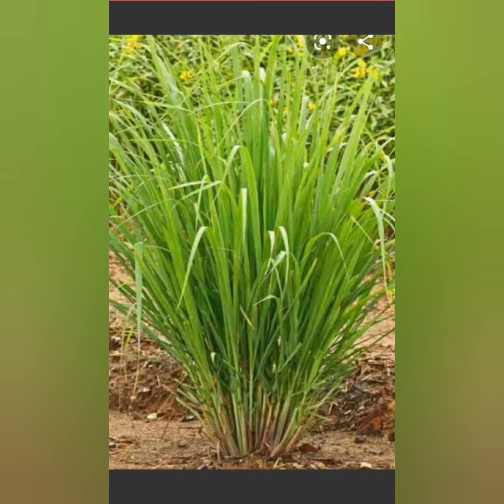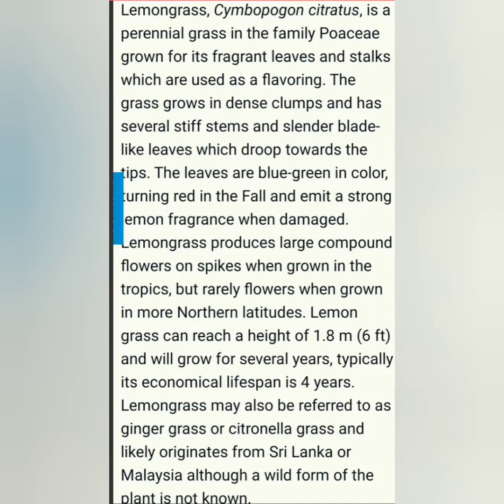They usually grow in clumps like this, these lemongrass plants, and the leaves are usually blue-green in color and usually turn red in the fall, and they emit a strong lemon fragrance when damaged. So you can get a very strong smell of lemon fragrance from the leaves as well as from the stem.